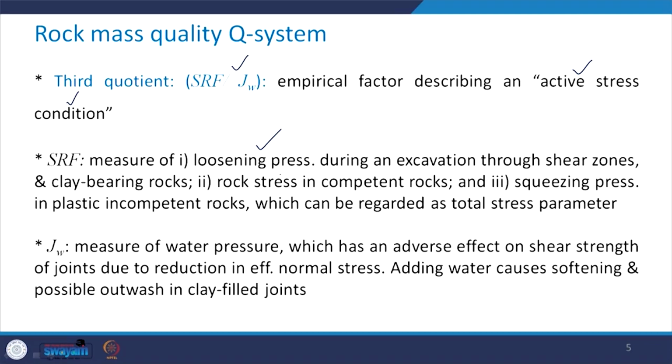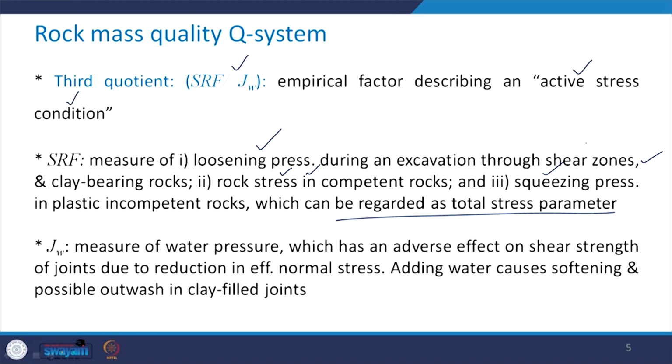Second was rock stress in the competent rocks, and the third was the squeezing pressure in plastic incompetent rocks, and this can be regarded as the total stress parameter. And if you recall our discussion in the previous class, when we were assigning the rating to this JRF, we considered each of these conditions in that table.